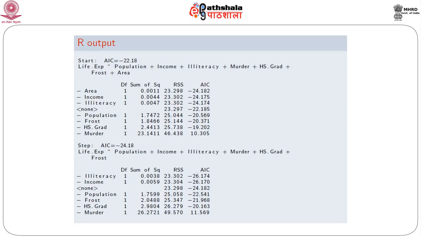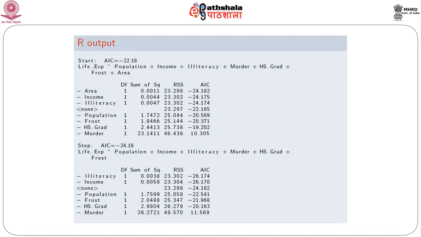We removed area and now in the second step we fit the model again. As you can see, the AIC of the model is negative 24.18, which corresponds to the model with all the predictor variables included except for area. So, in the second step, we again go through the same steps of removing one of the predictors at a time, fitting the model again and obtaining the AICs. We have again ordered the AICs.